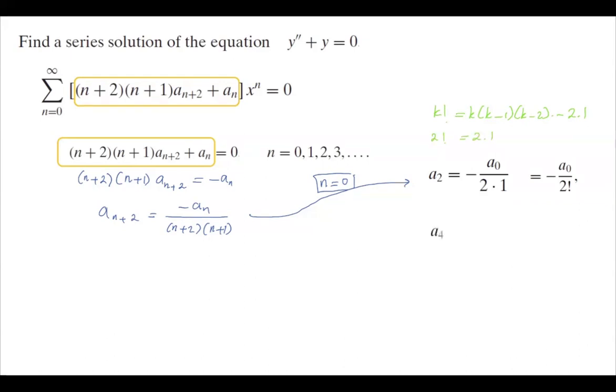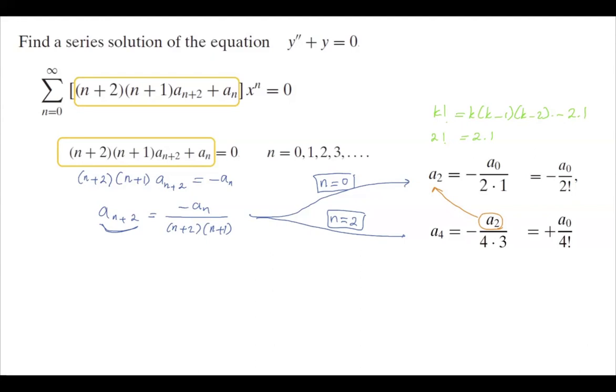Now let us plug in 2. I'm working with even indices right now. So when n is equal to 2, a sub 4 becomes negative a sub 2 divided by 4 times 3. But pay attention here. You already calculated a sub 2. A sub 2 is a sub 0 divided by 2 factorial. It has a negative sign in front of it. So a sub 4 becomes a sub 0 divided by 4 times 3 times 2 factorial, or 4 factorial.